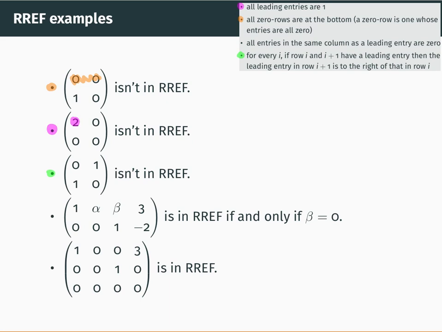And what you can see here is that the leading entry in row 2, just there, is not to the right of the leading entry in row 1. In fact, it's strictly to the left of the leading entry in row 1. So it's failed condition 4.